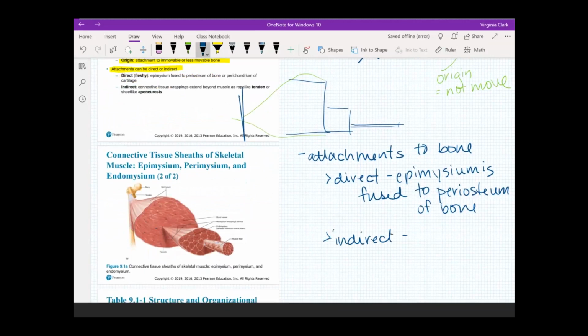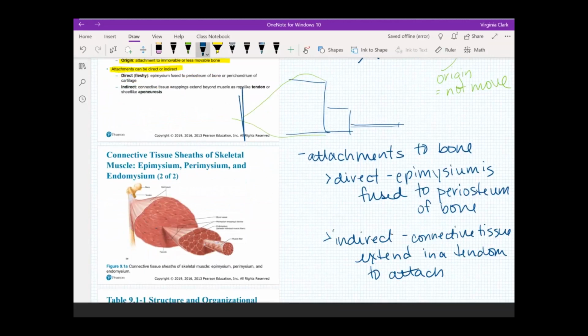And indirect to me kind of looks like a hammock. And this is where you will have connective tissue. And this connective tissue will extend in a tendon, and then it will attach to a bone.